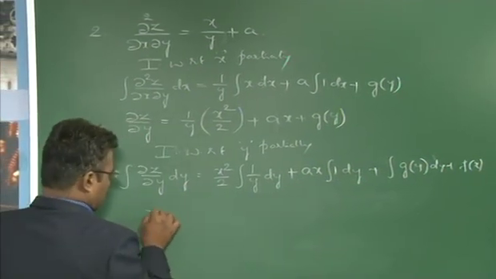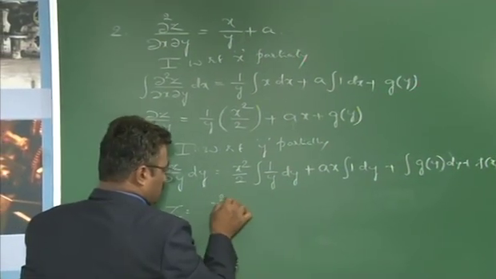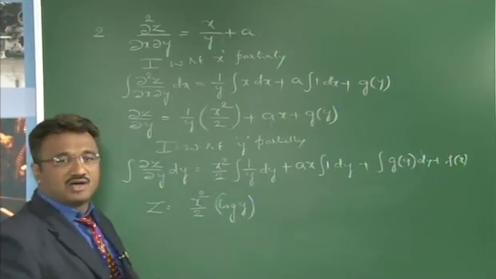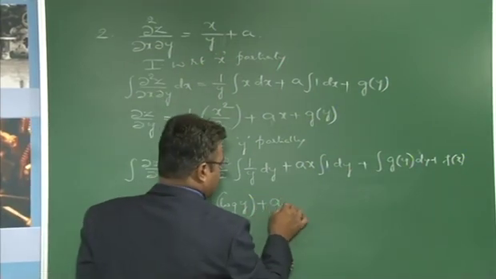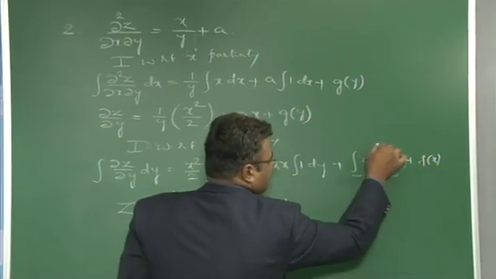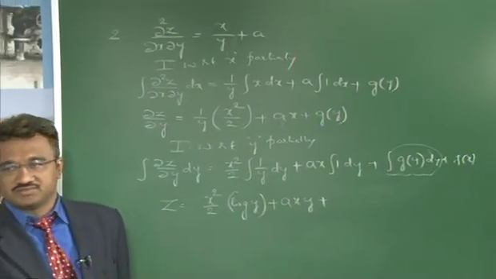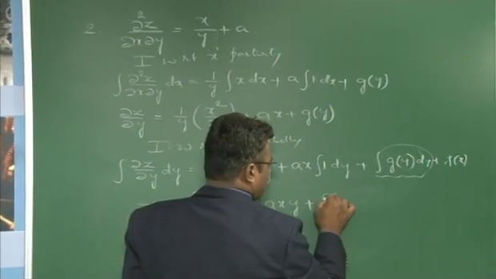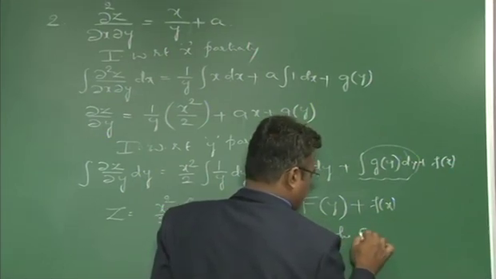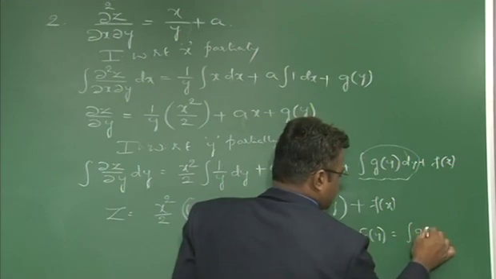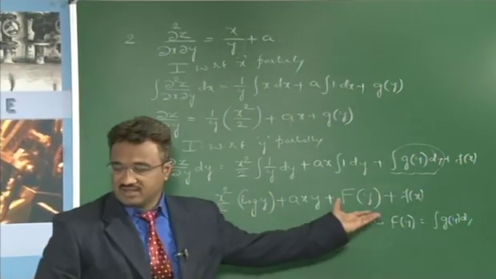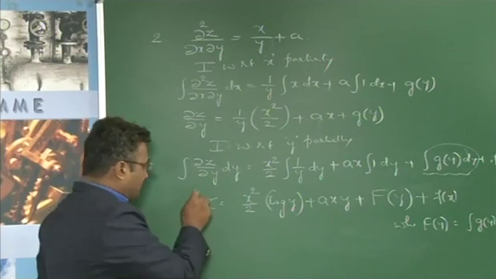The integration of this, we get z equal to x²/2 times the logarithm of y, since the integration of 1/y is log y, plus a x y, since the integration of 1 with respect to y is y, plus the integral of g of y, which we don't know. It is an arbitrary function. Simply we can call it a capital F of y, plus some f of x. Here we can assume F of y equal to the integral of g of y dy, because it is an arbitrary function. So we get the required solution of the equation. This is the required solution of this problem.